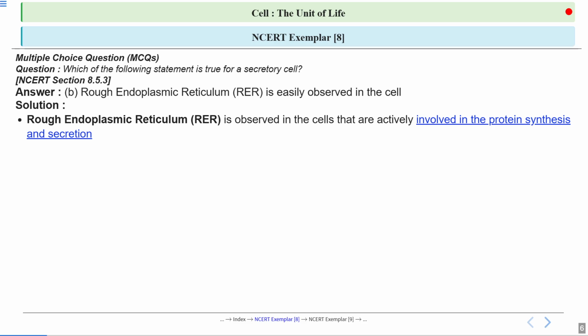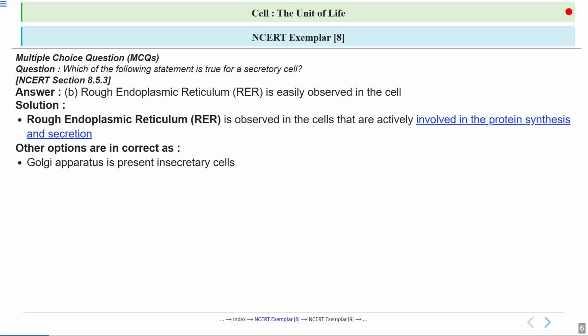So the protein is synthesized on a rough endoplasmic reticulum because the ribosomes are attached to the outer surface of the endoplasmic reticulum and make the appearance rough. And that is why this type of endoplasmic reticulum is called RER, or rough endoplasmic reticulum. The other options are incorrect. So let us see why we are discarding the other three options.